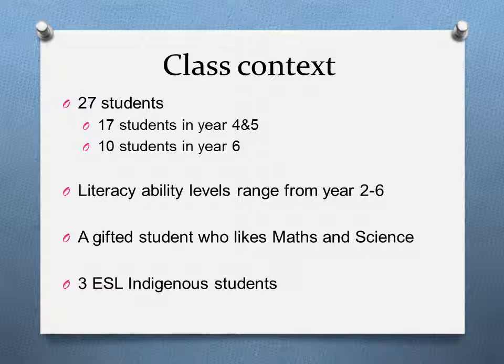We are a multi-age class with a range of ability levels from Year 2 to 6. We have a gifted student who has a particular interest in science and maths, and 3 ESL students with Indigenous heritage. Differentiation is important in our class to ensure that each student's needs are met. It is also important that differentiation is subtle but appropriate to the student's needs to ensure all students are comfortable within the classroom.